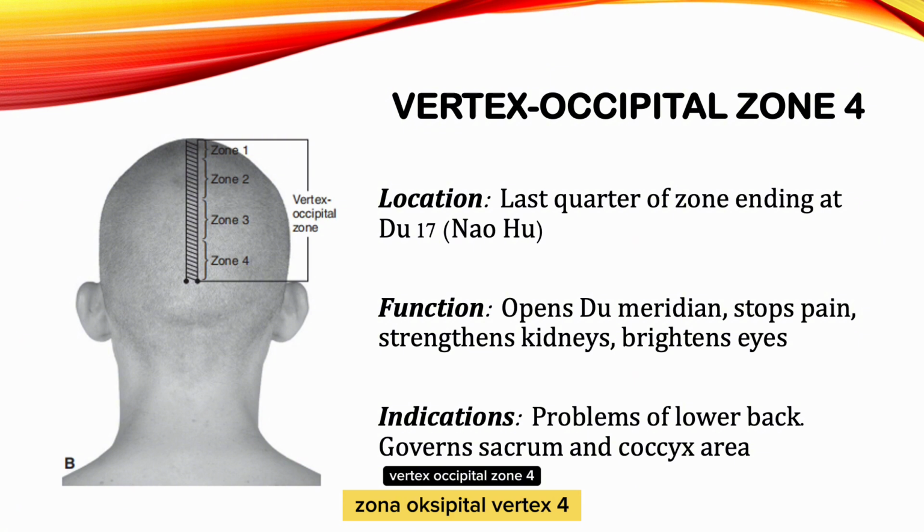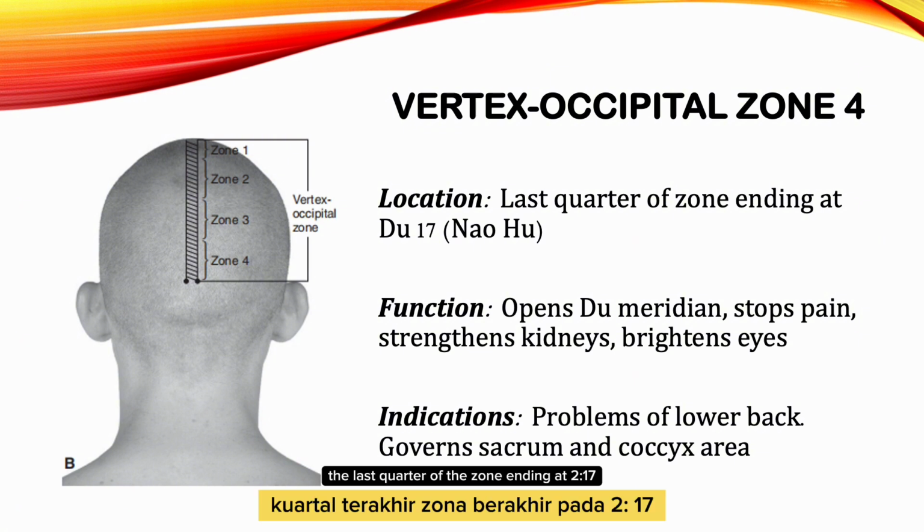Vertex occipital zone 4, the last quarter of the zone ending at Du-17. Opens the Du meridian, stops pain, strengthens the kidneys, and brightens the eyes. Indications: problems of the lower back. It also governs the sacrum and coccyx area.